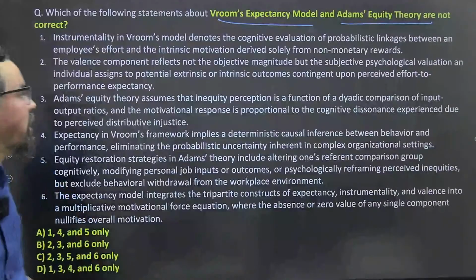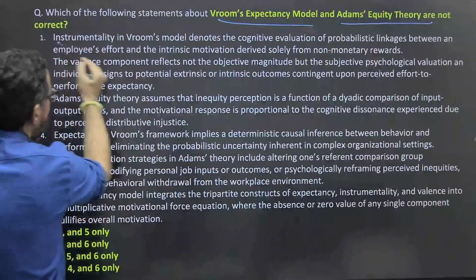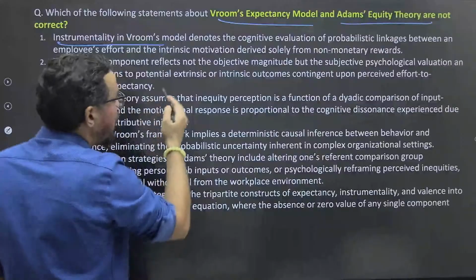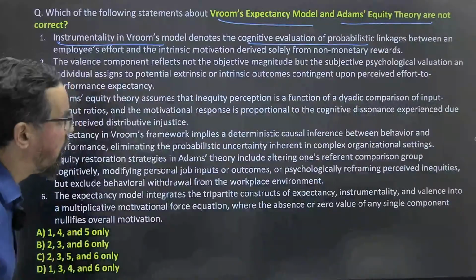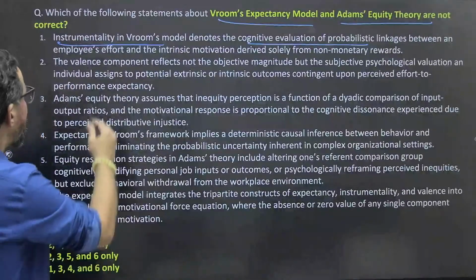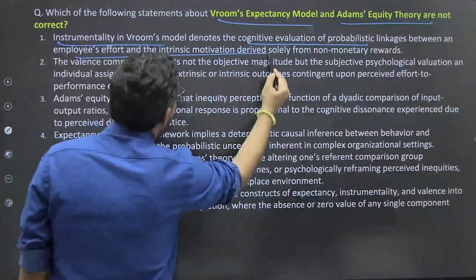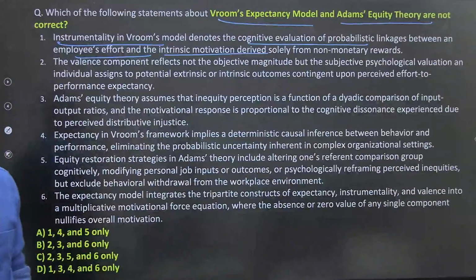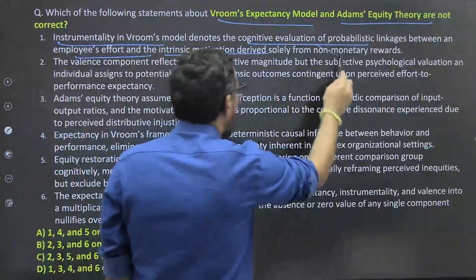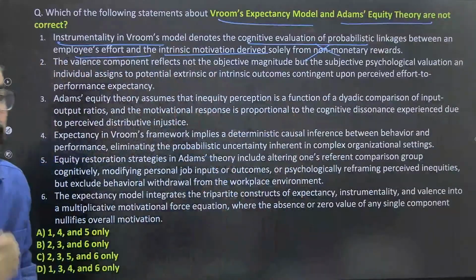So that is something related to this particular area. So what will be your correct answer? Instrumentality in Vroom's model denotes the cognitive evaluation of the probabilistic linkage between an employee's efforts and intrinsic motivation derived solely from non-monetary rewards.